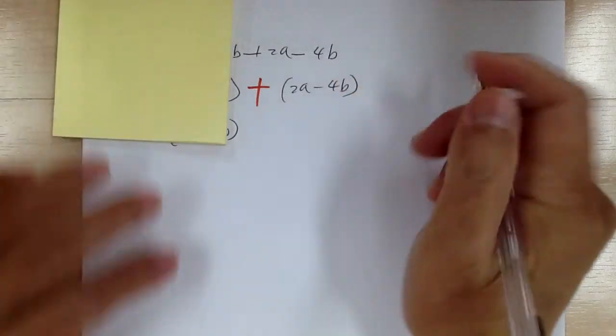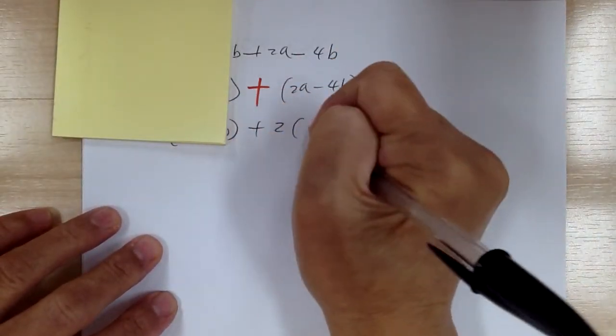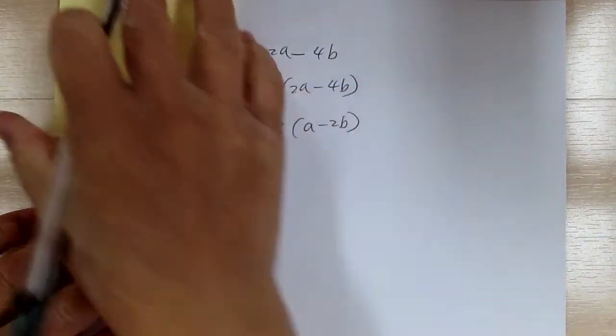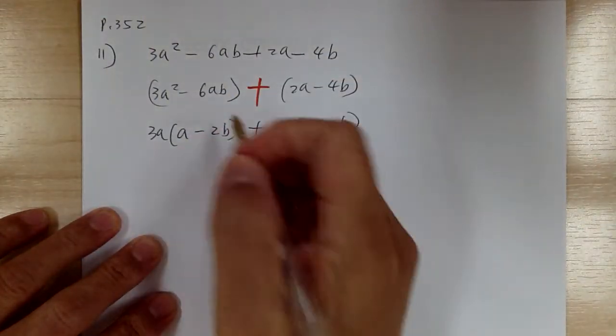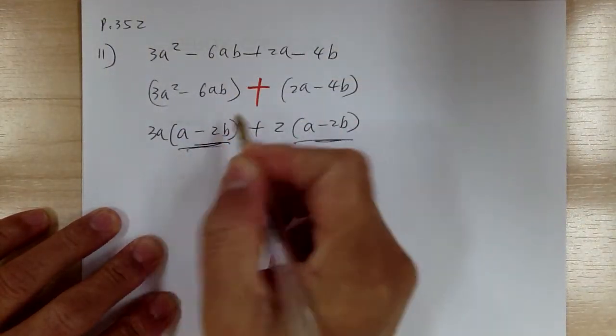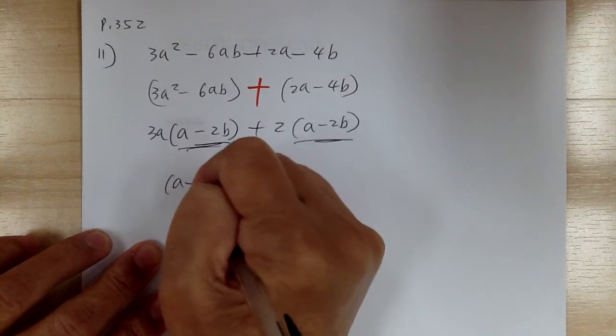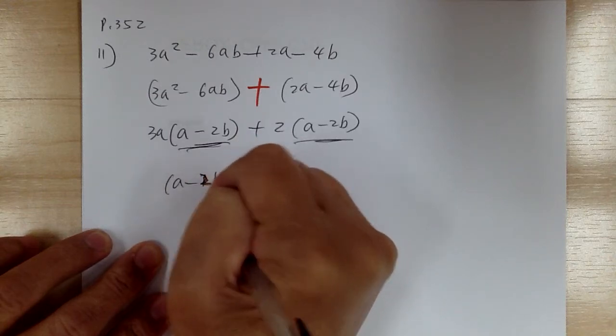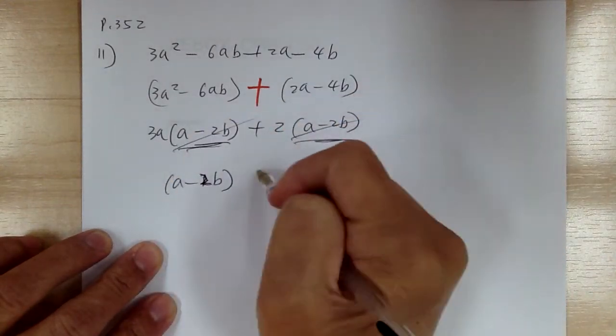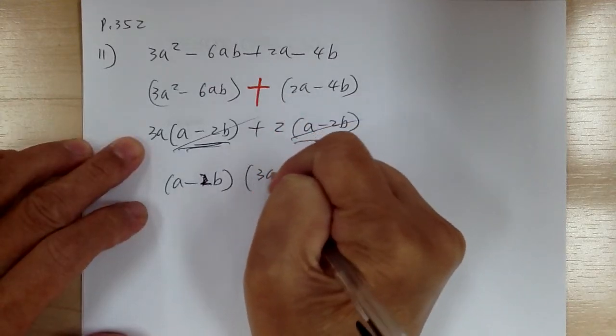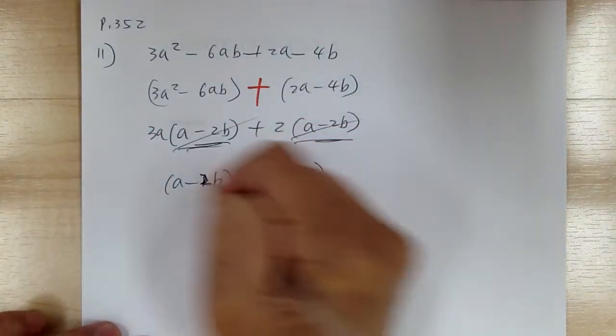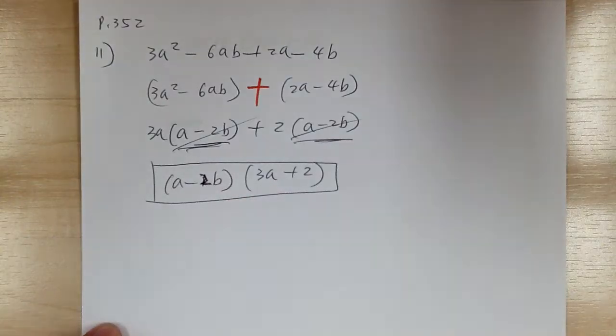Okay, this one over here, you can factor out the 2. So you get a minus 2b. Now you bring them together, so you get a minus 2b, a minus 2b. So go and factor out the a minus 2b. So again, when you factor out, it's gone. So you're going to have left over 3a plus 2, and that's it.